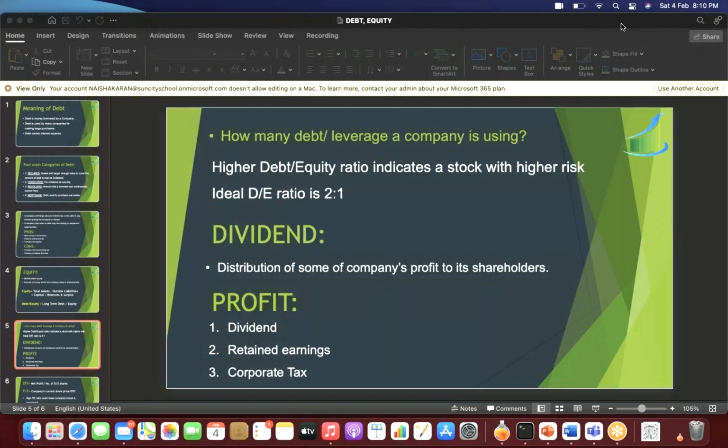Is the voice heard now? Dividend is that amount of profit which is distributed among the shareholders. So dividend is given by the company to its shareholders, that amount of profit which is given to the shareholders.